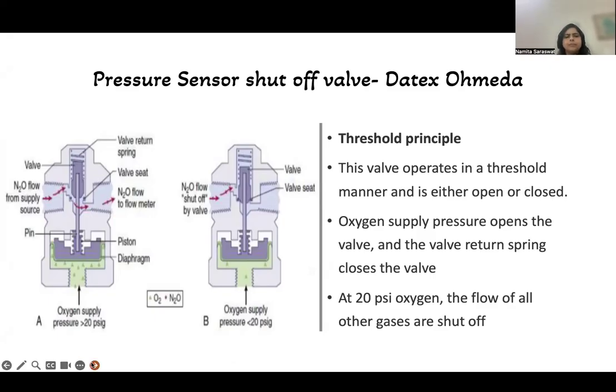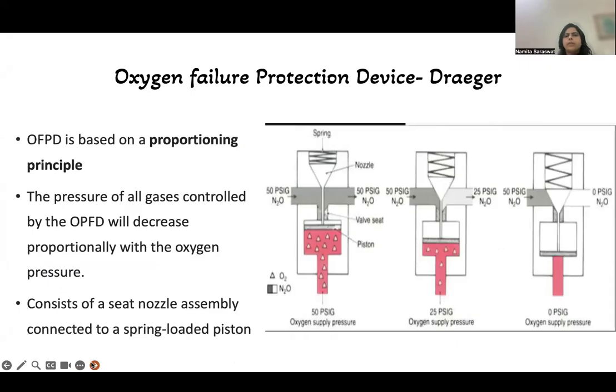The other one is the oxygen failure protection device, which is present in the Drager machine. This is based on the proportioning principle. What does it mean? The pressure of all the gases controlled by the oxygen pressure failure device will decrease proportionally with the decrease in the oxygen pressure. You can see the oxygen pressure at 50 psi. The piston here will move up, the valve seat will also move, and the flow of nitrous oxide is also at 50 psi.